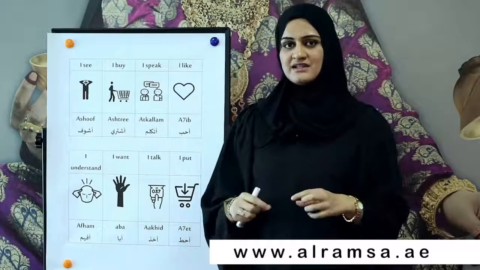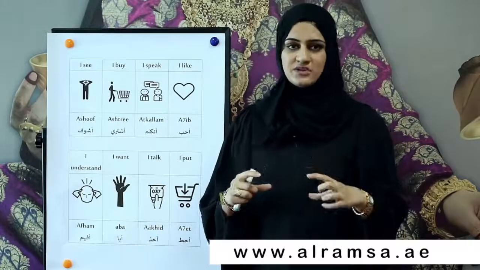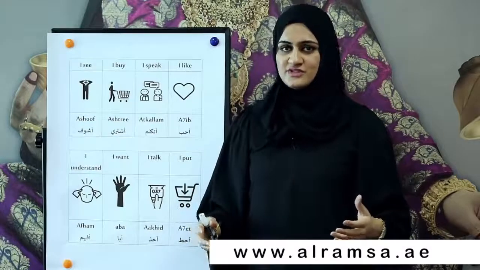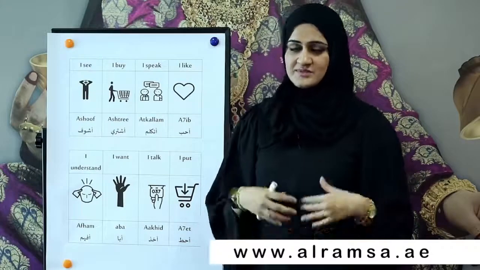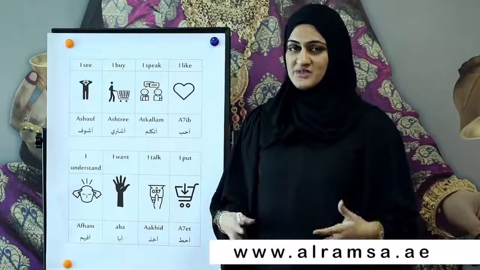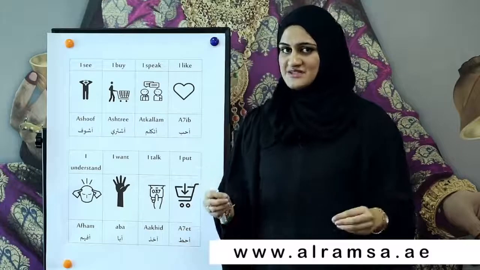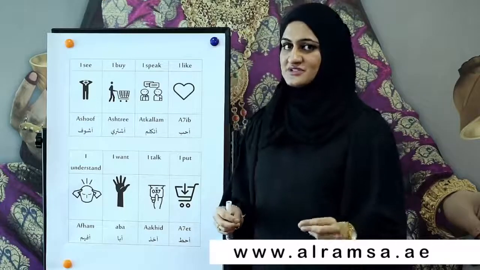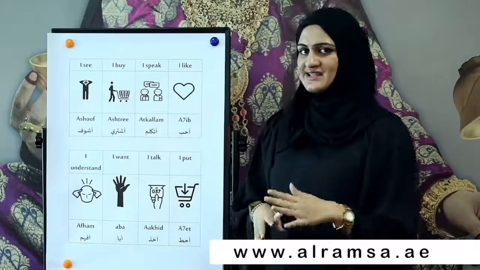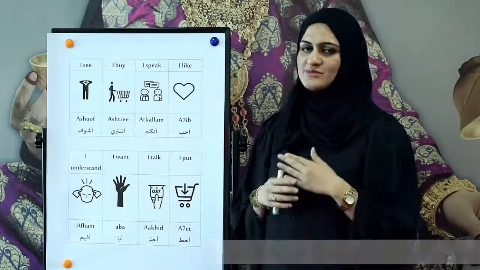And الرمسة is a very pure word only for the UAE. So you will not see people from different Gulf countries even using this word. The most common word for I speak in the Arab world is أتكلم. But أرمس is a very pure Emirati word. If you say it to anyone, like أنا أرمس Emirati, people will be impressed. They say, oh wow, you know the Emirati dialect.